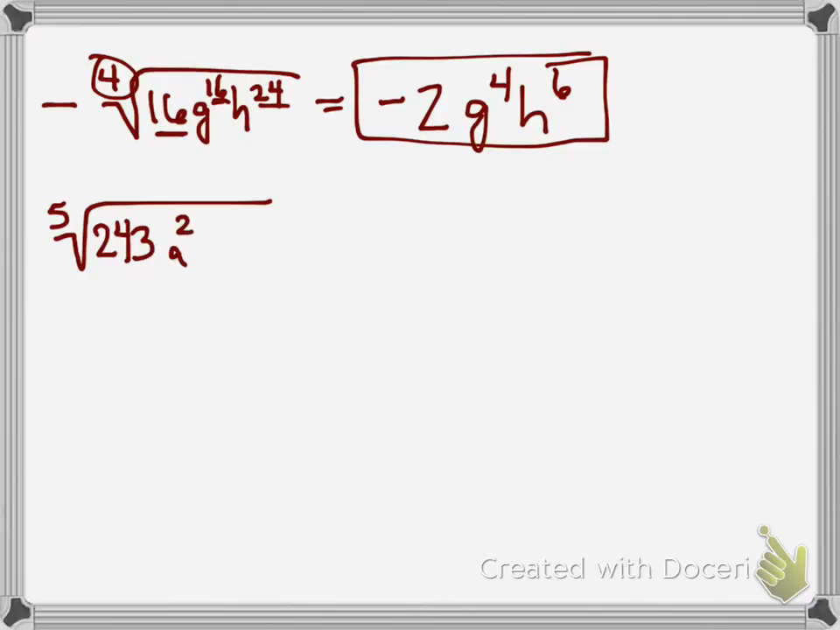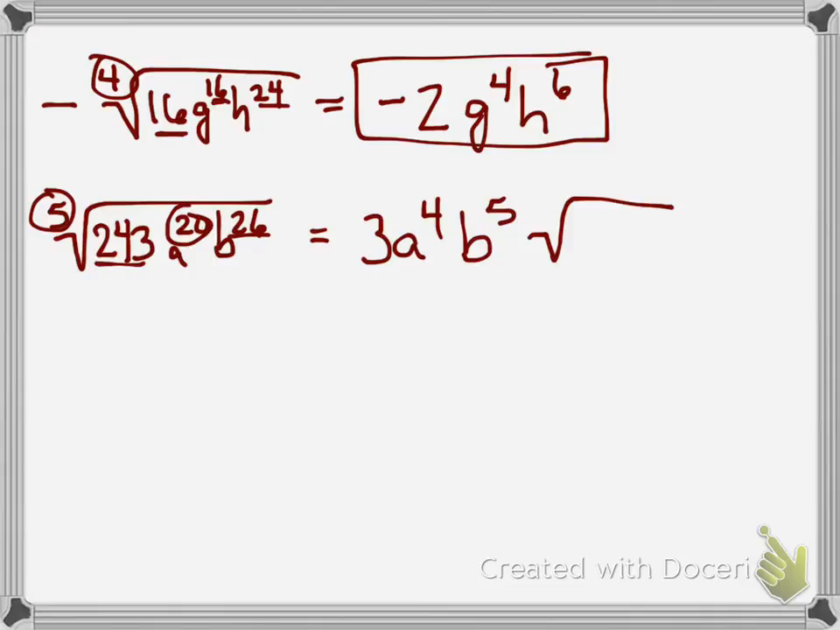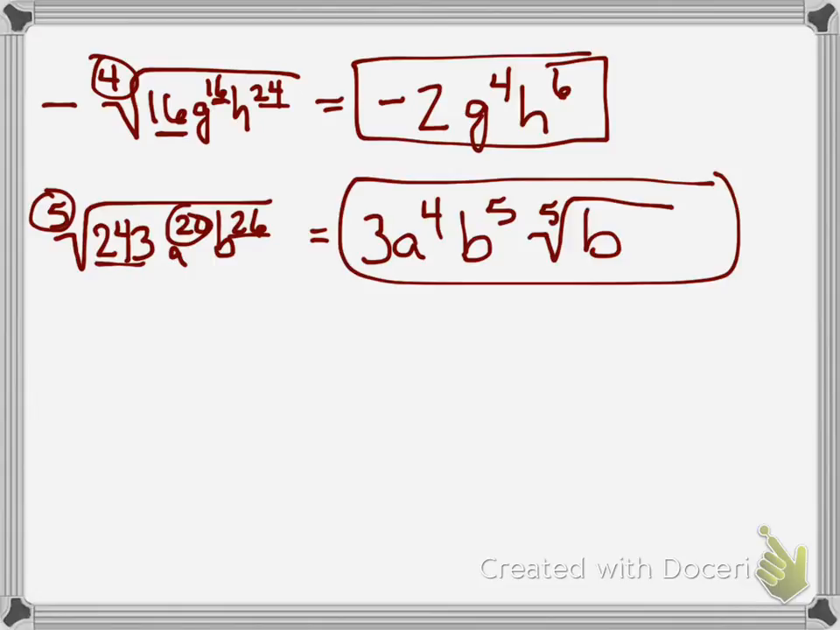How about 243, a to the 20th, b to the 26th? Well, the 5th root of 243, notice that's a 5th root, is 3. 20 divided by 5 is 4, so that's a to the 4th. 26 divided by 5 is 5, but with a leftover 1. So there's 1 b that would still be under the radical symbol. Now here's a funky one.